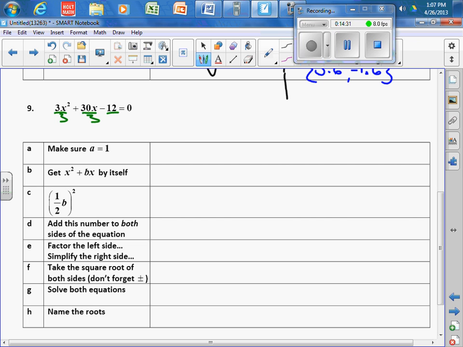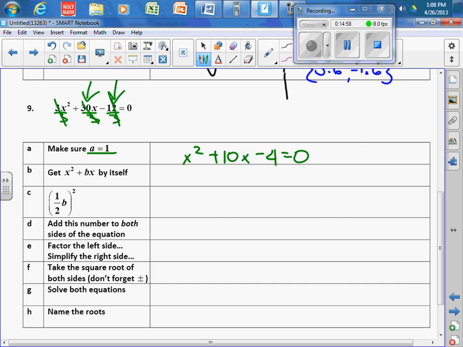And if I divide that by 3, I have to divide everything by 3. I don't care what these guys end up being. In this case, they come out to be integers. But if they don't, big deal. I don't care. Follow the steps. Make sure A is equal to 1. All right, so when we divide that, we get x squared. Divide this, we get plus 10x. Divide this and we get minus 4 is equal to 0.